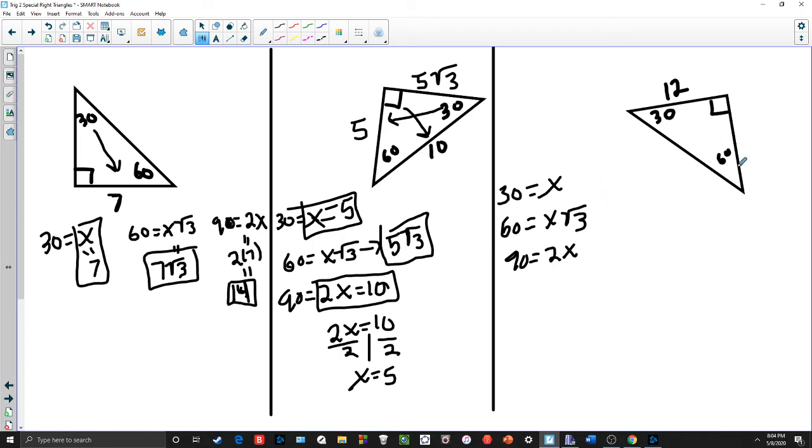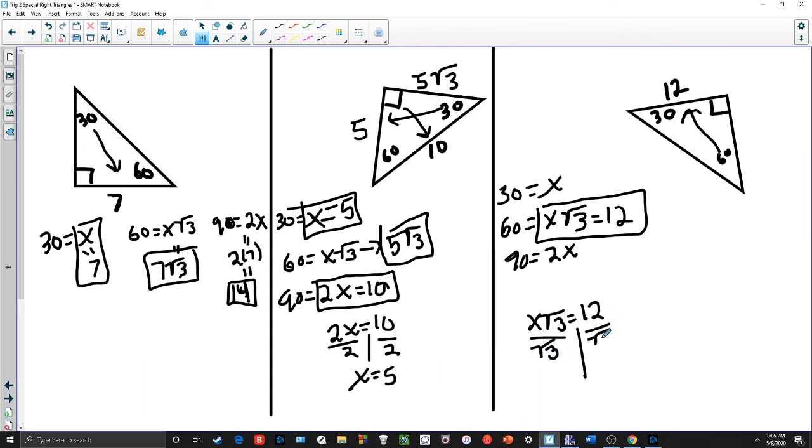So if we draw a line here, it looks like that 12 is across the 60-degree side. So that means that the 60-degree side is equal to 12, which means I have my equation right here. X root 3 is equal to 12. So I'm going to go down here. X root 3 is equal to 12. And I'm going to solve this through. So divide by root 3, divide by root 3, and I get x is equal to 12 over root 3, which is how big the 30-degree side is.